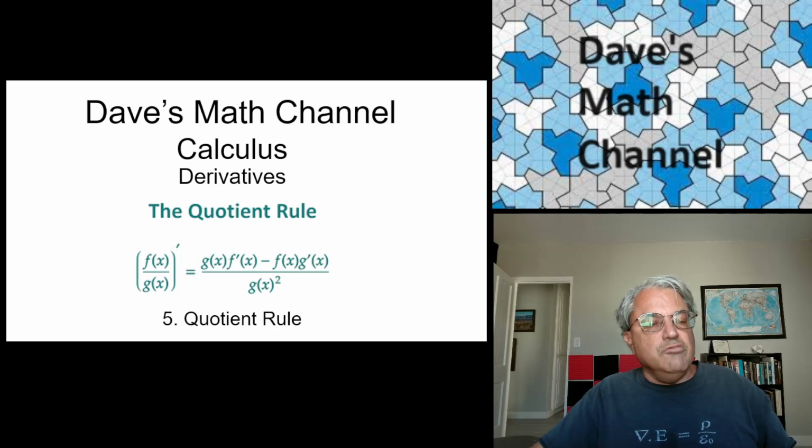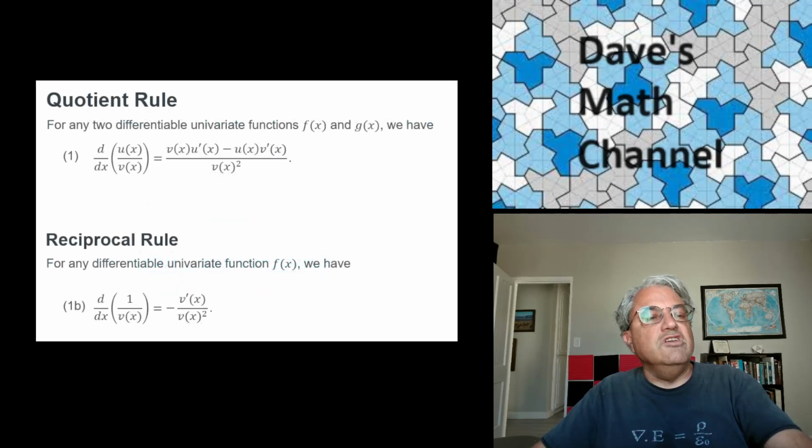And today we're going to talk about another important differentiation rule, namely the quotient rule, which tells you how to take the derivative of a quotient of two univariate functions. And here it is written out. So anyway, let's begin. Let's first state again what the quotient rule says.